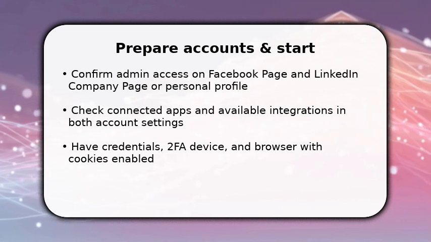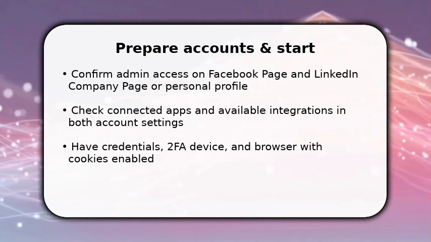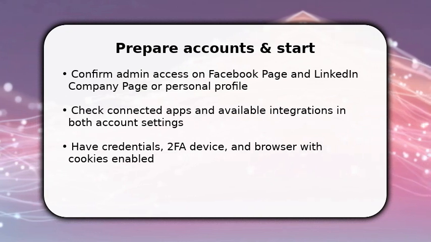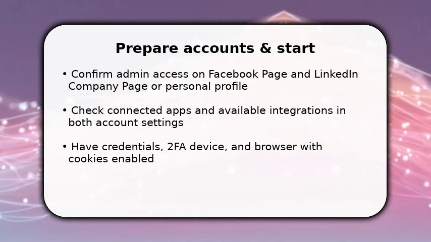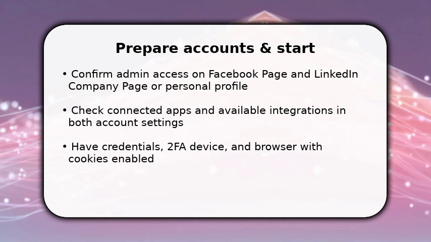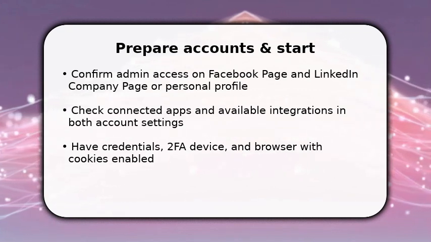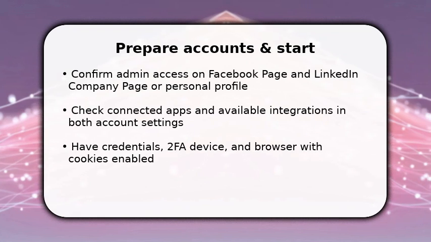Now go to Facebook page settings, choose integrations or publishing tools, and select the option to add a social network. This first action establishes the permission bridge. It's necessary so Facebook can request authorization from LinkedIn next.